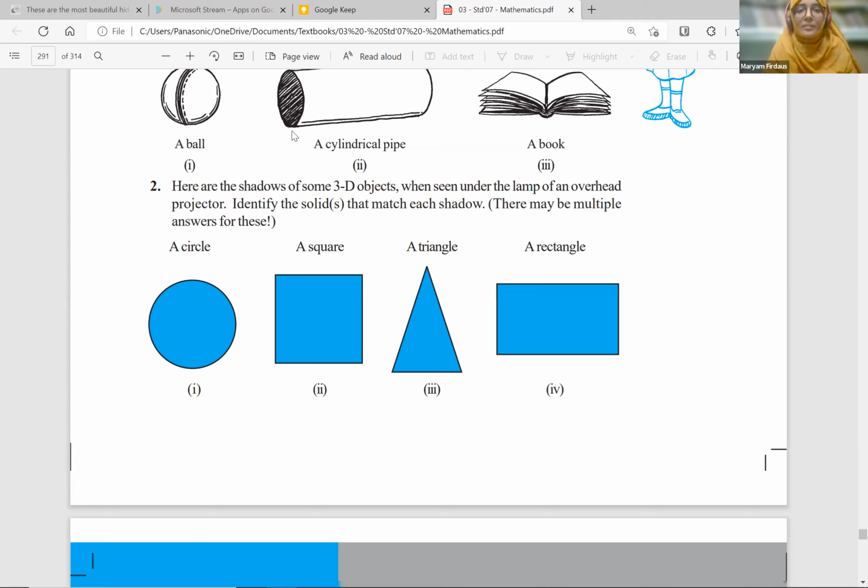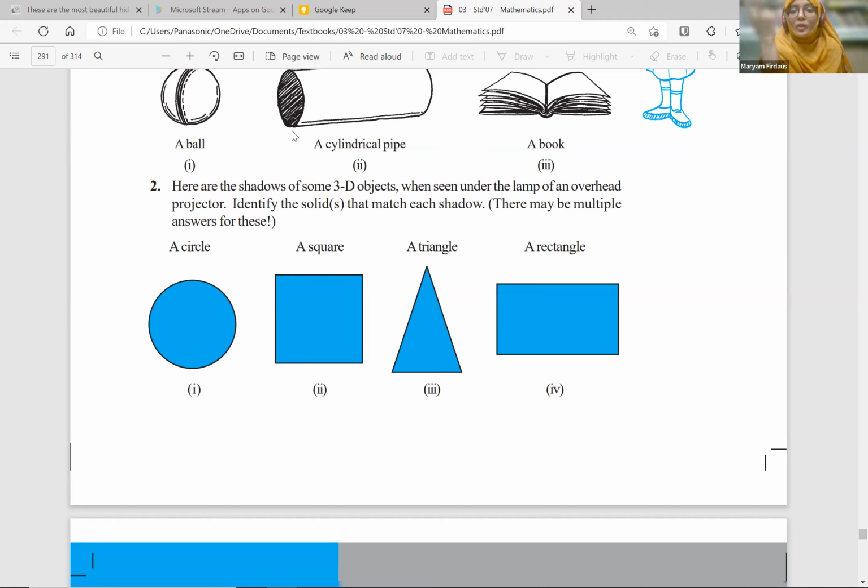Okay, so again, we were discussing the second question of this exercise. The first part of the second question: when the shadow is a circle, then the 3D object could have been of what shapes? One of the shapes you said it could have been a sphere. What else could it have been? A cylinder. Yes, exactly, a cylinder. I think that's about it.